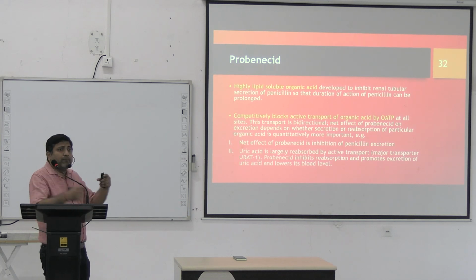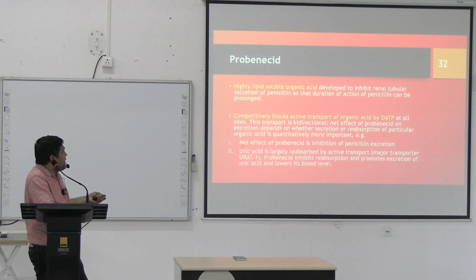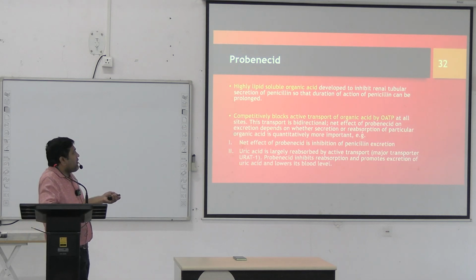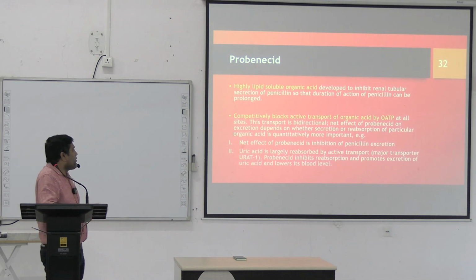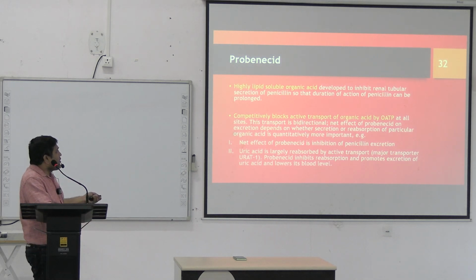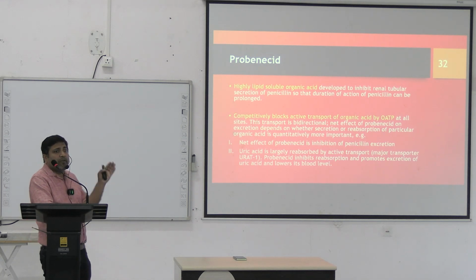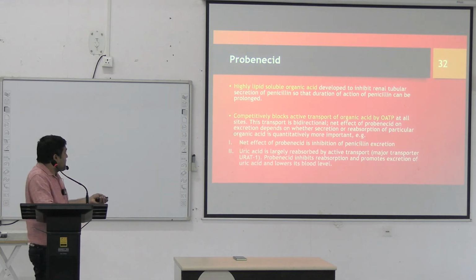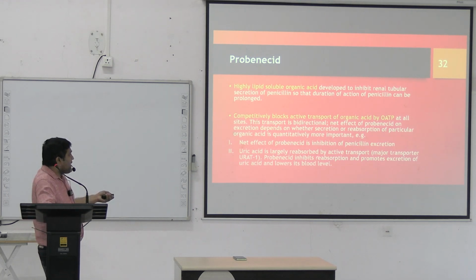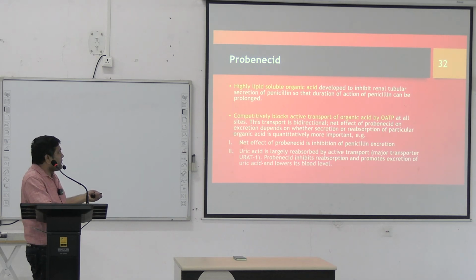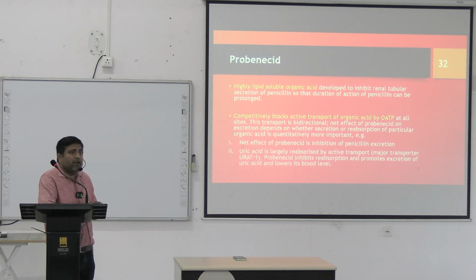This transporter protein is bidirectional, and the net effect of probenecid on excretion depends on whether the secretion or the reabsorption of a particular organic acid is quantitatively more important. For example, net effect of probenecid is inhibition of penicillin excretion. Again, uric acid is largely reabsorbed by active transporter urate-1, uric acid transporter 1. Probenecid inhibits reabsorption and promotes excretion of uric acid and thus decreases its blood level.